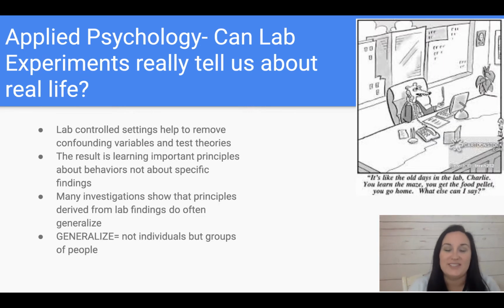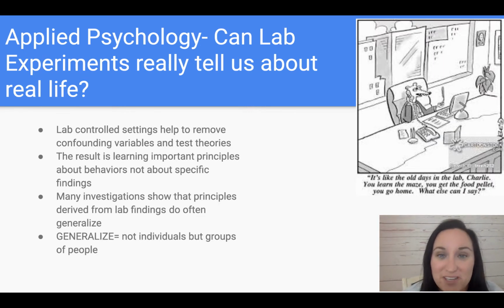So, applied psychology. Let's talk about this first and then ethics. This means when we are applying psychology, we are taking what we've learned in the research labs and applying it to everyday life. So first off, can we do this? Can we take stuff that we've learned in the lab and actually apply it to everyday life and have it still make sense? Is it still true?